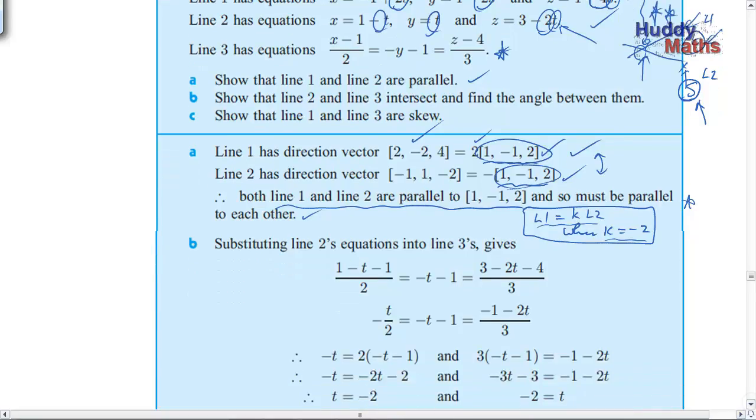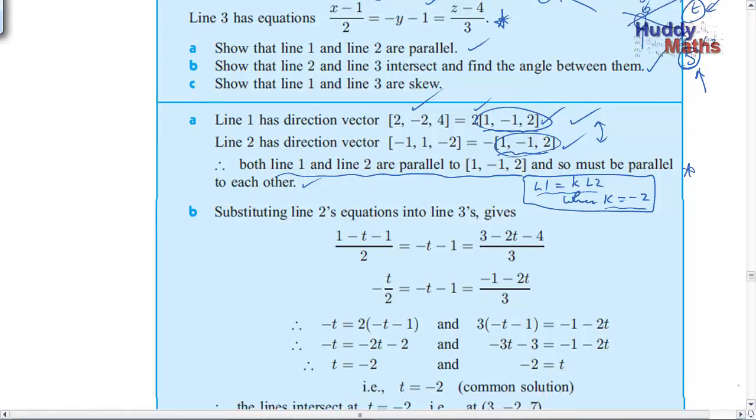All right, so here let's have a look at, show that they intersect and find the angle between them. So let's have a look at these two, line 2 and line 3. Well, line 3 is like this. Okay, so we've got to see where they got that from. It was from the Cartesian form x take 1 on 2, using that. That's not true, and so on. So what have they actually done here?